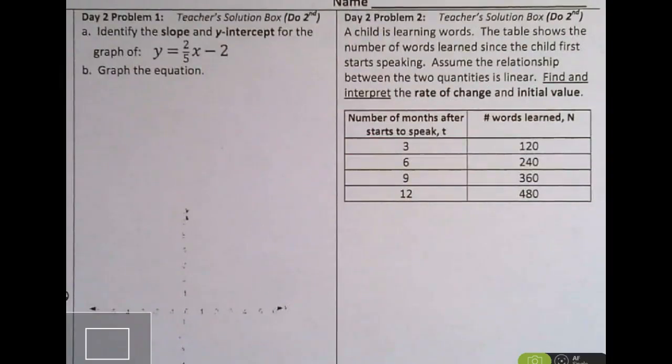Here's the solution for day 2, problem 1. Identify the slope and y-intercept for the graph of y equals 2/5 x subtract 2.